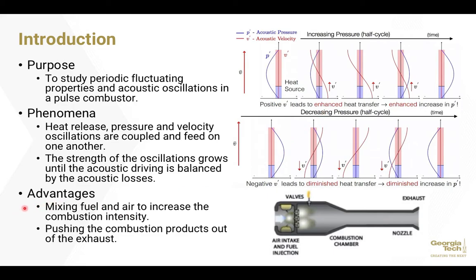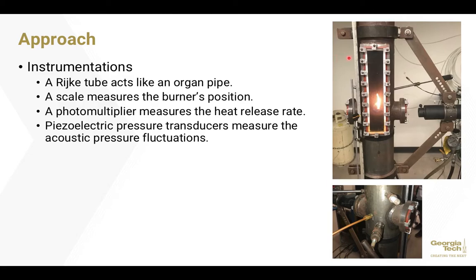Such a combustor has many advantages. For example, a pulse combustor is used for mixing fuel and air in order to increase the combustion intensity. In addition, a pulse combustor is employed to push the combustion products out of the exhaust, as shown in the bottom figure. In this lab, a Rijke tube, as shown in the top figure, was used to investigate the phenomena.